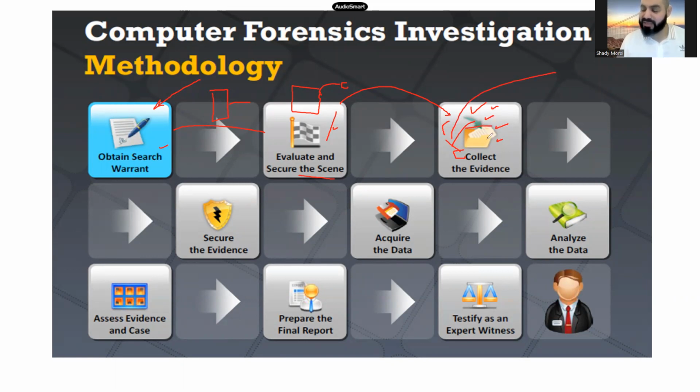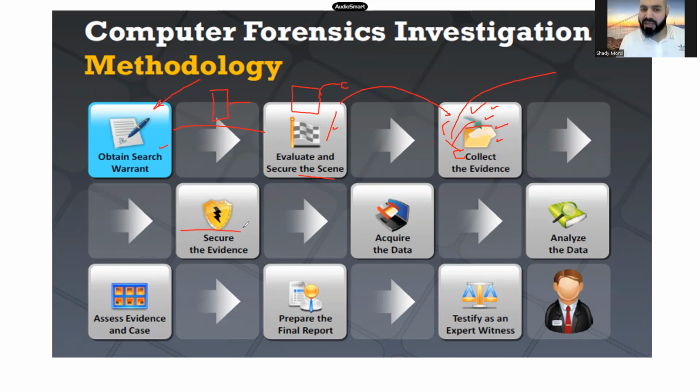So later on you can say, based on the internet traffic, based on the evidence that I found in the hard drive, based on these processes, and based on analyzing the memory, I can tell you this was a malware infection, and this is the person who has done it. Okay, guys? So this is collecting the evidence. Once you collect the evidence, you secure the evidence.